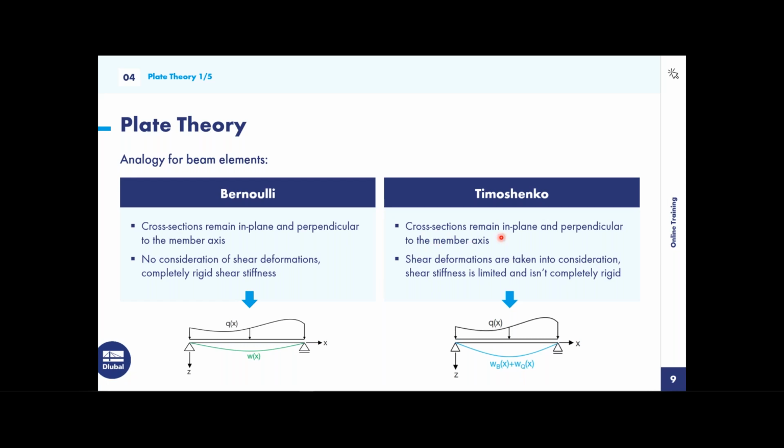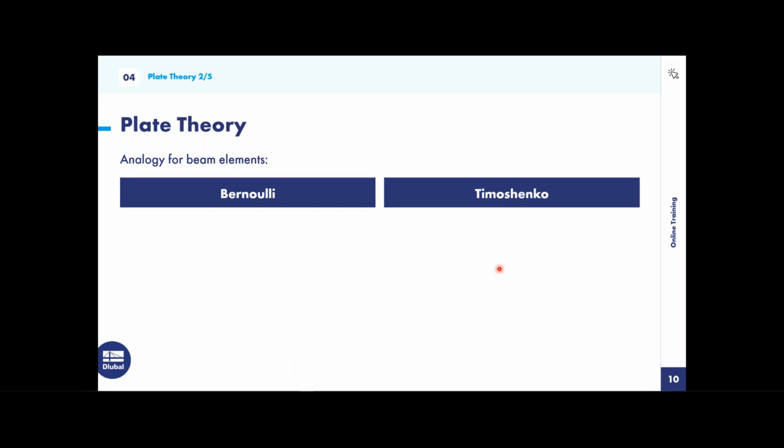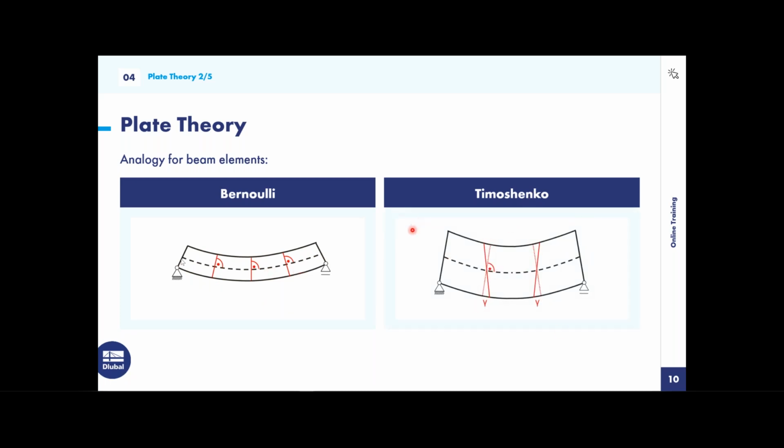For the Timoshenko theory, again, we assume the cross section remains in plane and perpendicular to the member axes. But for Timoshenko, we assume that there are shear deformations being taken into consideration, and the whole member is not completely rigid. To show a good example of this, I have a graphic. With Bernoulli's, you can see here that the deformation is completely perpendicular to the member axes. For the Timoshenko theory, you can see that we have an additional angle here. So we have additional deformation, and this is due to the additional shear deformations or shear stiffness being taken into account.